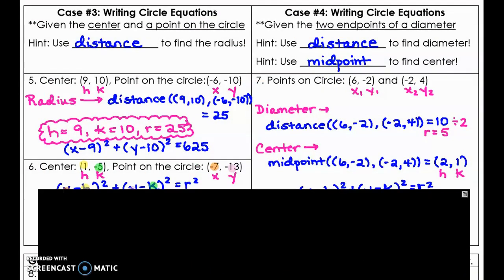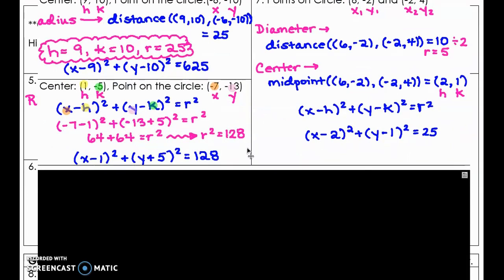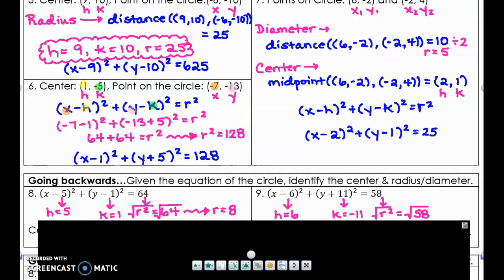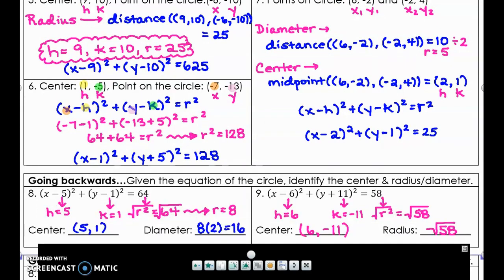Alrighty, so the last thing we're going to look at is working backwards. Say that we are given the equation of a circle and we need to identify the center and the radius or diameter of that circle. So here we go. First problem, number 8, I'm given the standard form of the equation of this circle. We know that h is in this place, it would be a positive 5 in this case. k is in this placement, which would be a 1. That's making up my center, 5, 1.